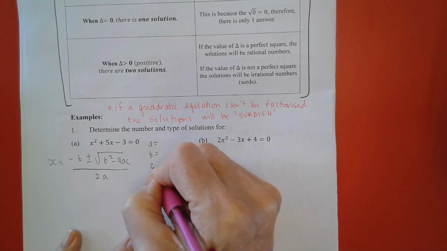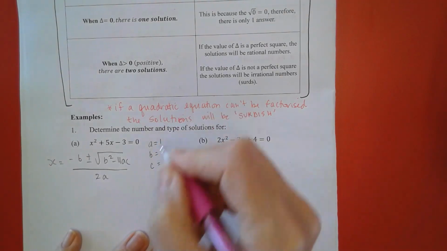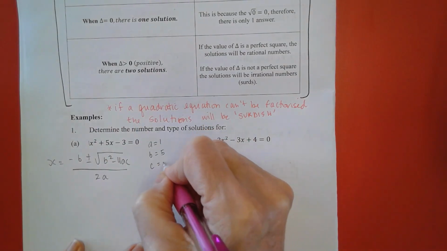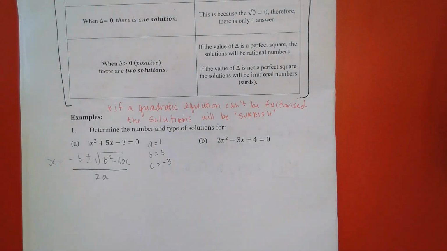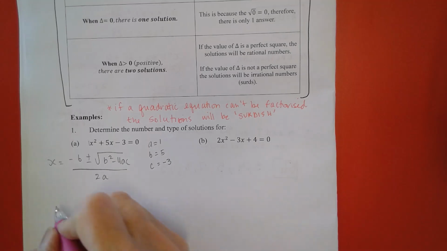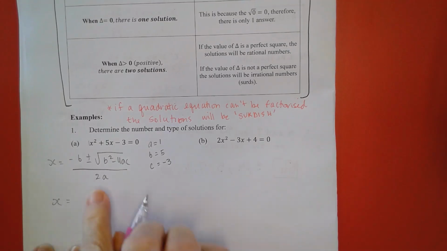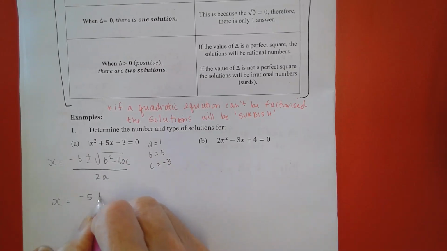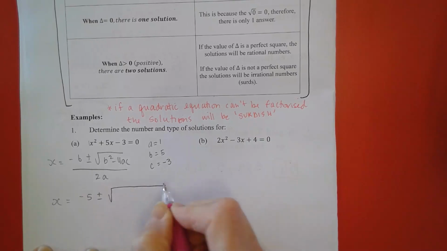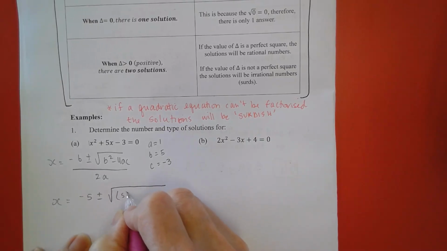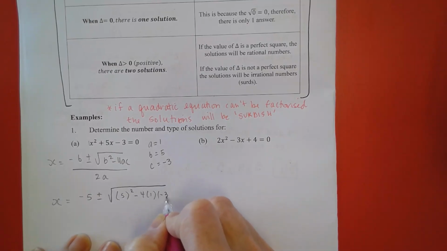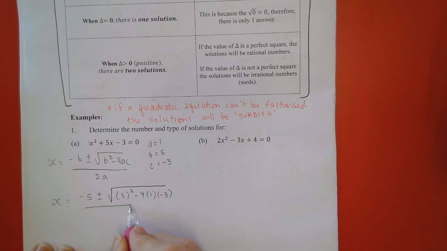What is a? 1, because it's monic, right? There's a 1 right here. And that's 5, and that's -3. So I have to take the sign with the number, with the term, okay? And then I'm going to put them in there really carefully, and I'm going to go opposite of b, negative b. -5 plus or minus the square root of, and now I must use brackets, 5 squared minus 4 times 1 times -3.